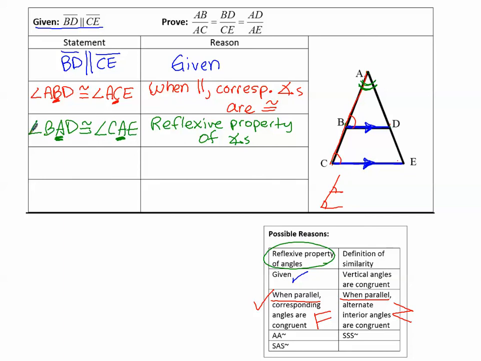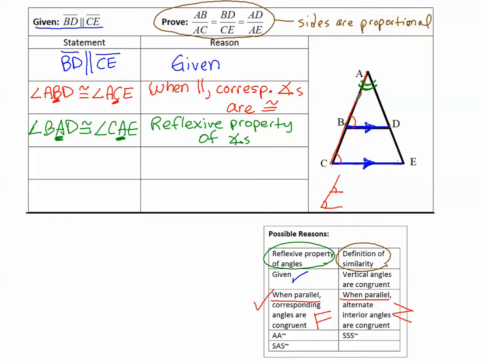Now, keeping an eye on what I'm trying to prove, this is saying that the sides are proportional. Well, how do I figure out that the sides are proportional? By using the definition of similarity. So I've got to say that I have similar triangles here. And I'm pretty sure we now have enough information to say the triangles are similar.